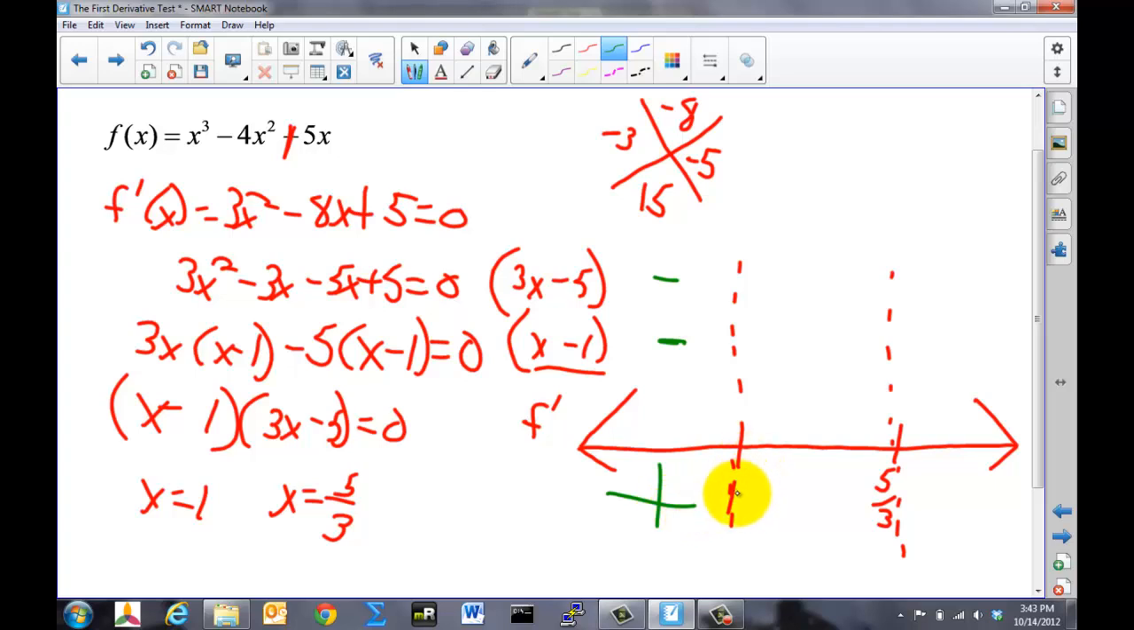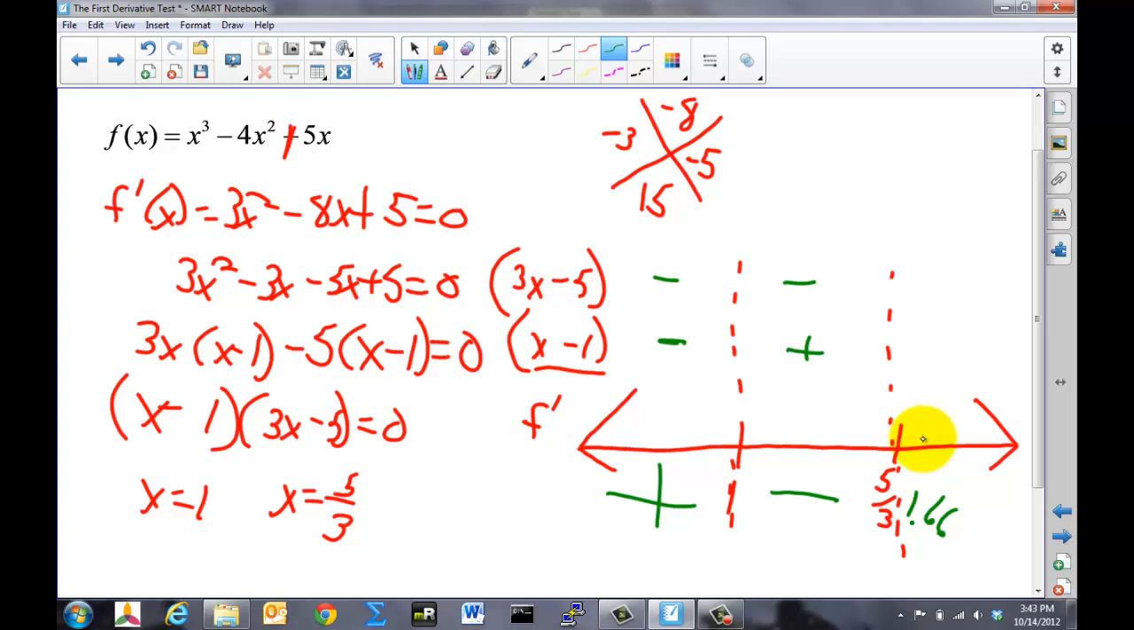Now we need to take a number between 1 and 5/3. Well, what's between 1 and 5/3? 5/3 is like 1.66. So we're looking at a number like 1.5. If I take 1.5 minus 1, that would give us a positive number. 1.5 times 3 would be 4.5. Minus 5 would give us a negative number. And if we've got a negative times a positive, we get a negative number. So that tells us the derivative is negative in here.